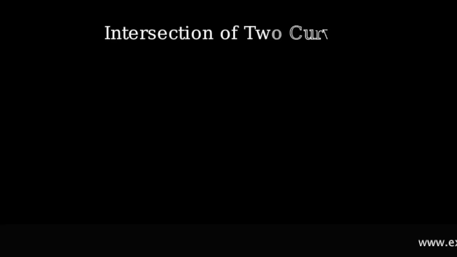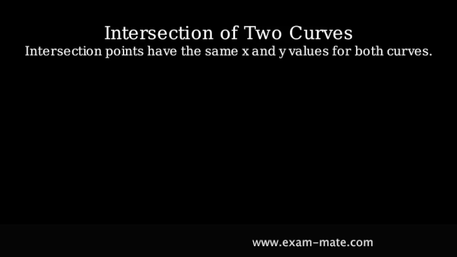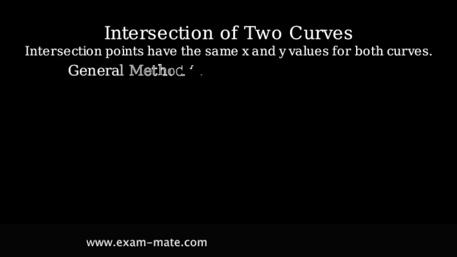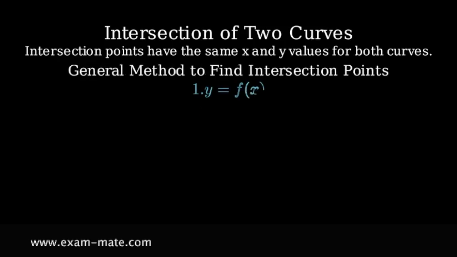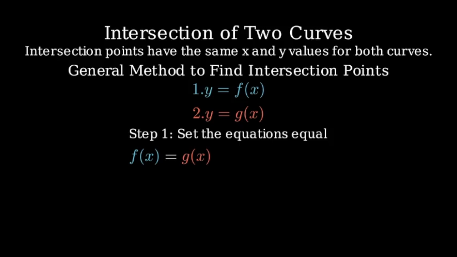Hello. In this video, we'll learn how to find the points where two curves intersect. The intersection points of two curves are simply the points where both curves share the exact same x and y values simultaneously. Let's outline the general method. Suppose we have two curves defined by the equations y equals f of x and y equals g of x. Step 1. Since the y values must be the same at the intersection points, we set the two expressions for y equal to each other. So, f of x equals g of x.